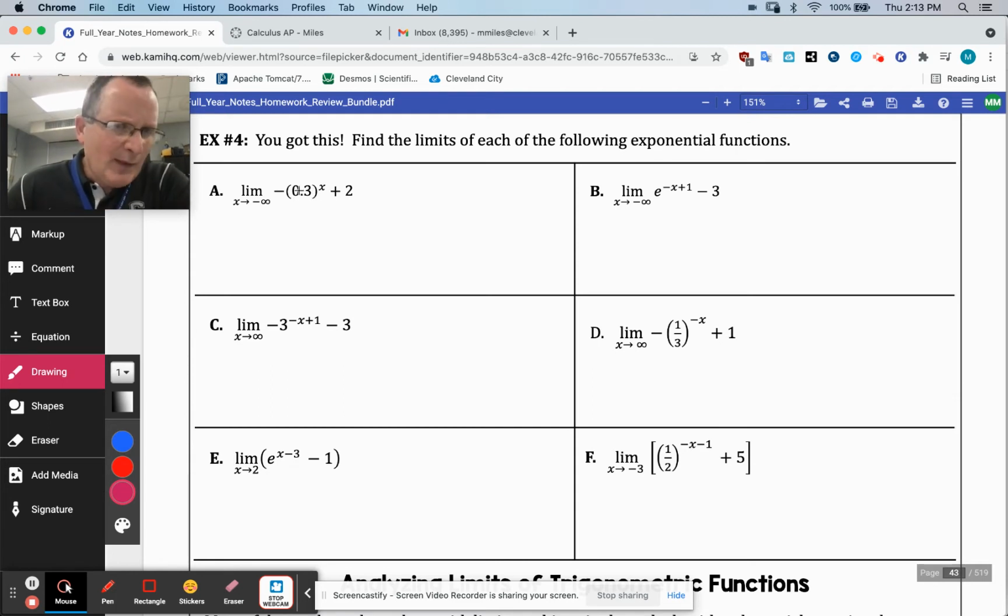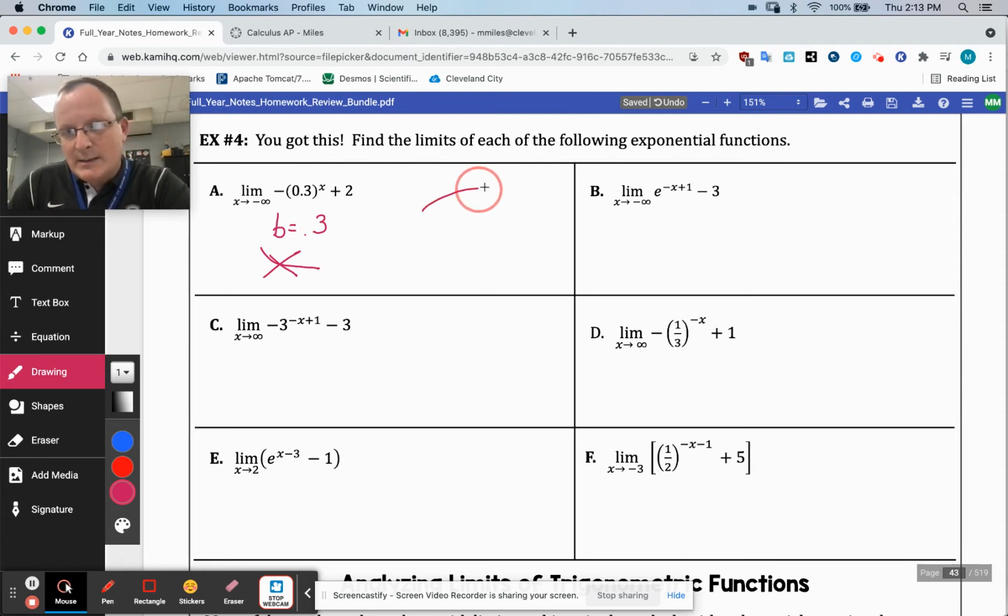All right. So on this one, with my base being less than one, between 0 and 1, what typically happens on those is decay. So they normally would go like that. But then this negative is going to flip this thing upside down, so it's not going to do that. It's going to go in this direction.